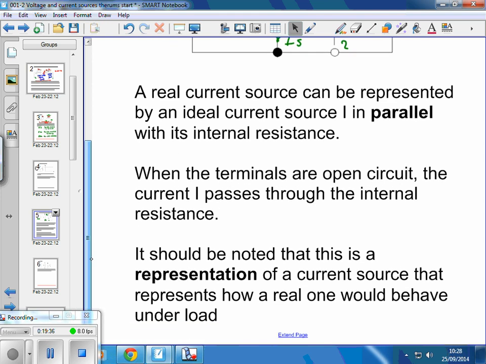So when a terminal is open circuit, current I passes through the internal resistance. It should be noted that this is a representation of the current source that represents how a real one would behave under load.